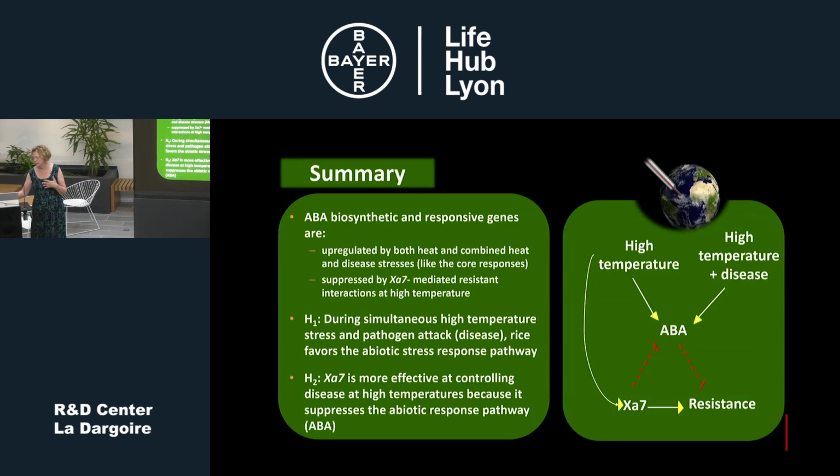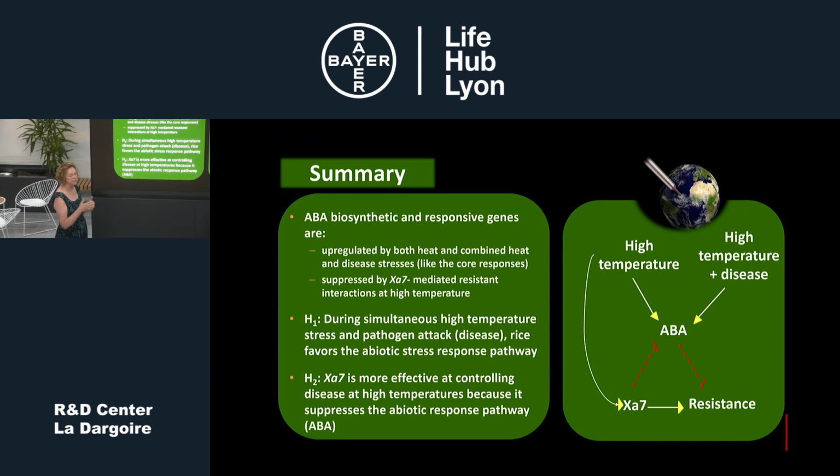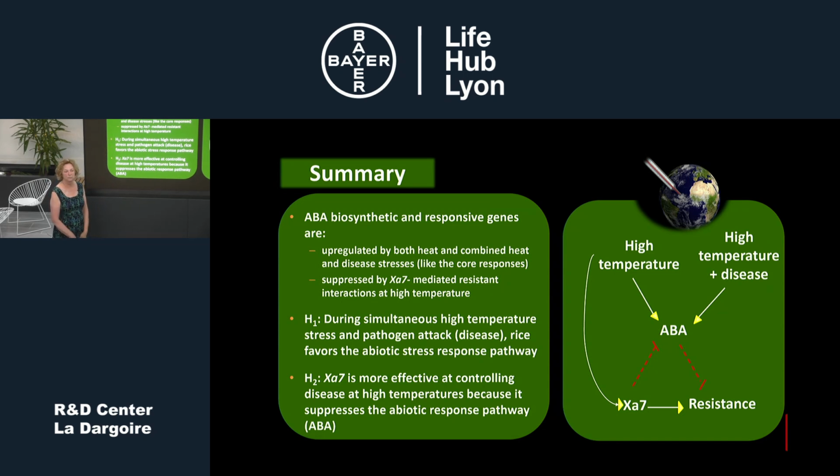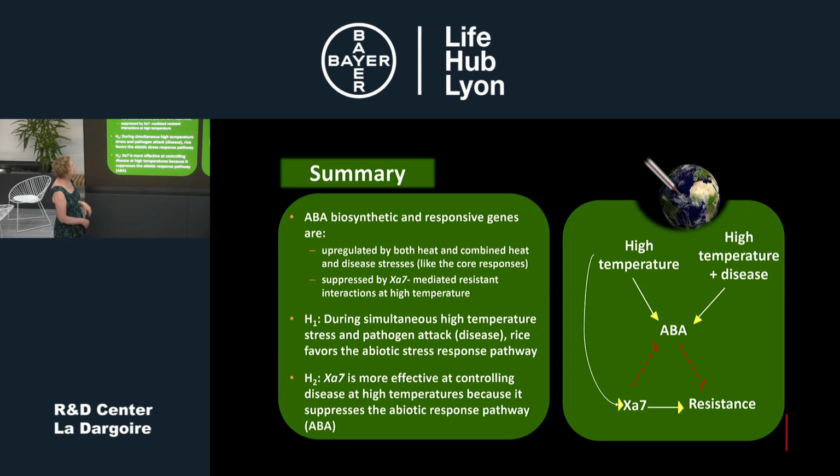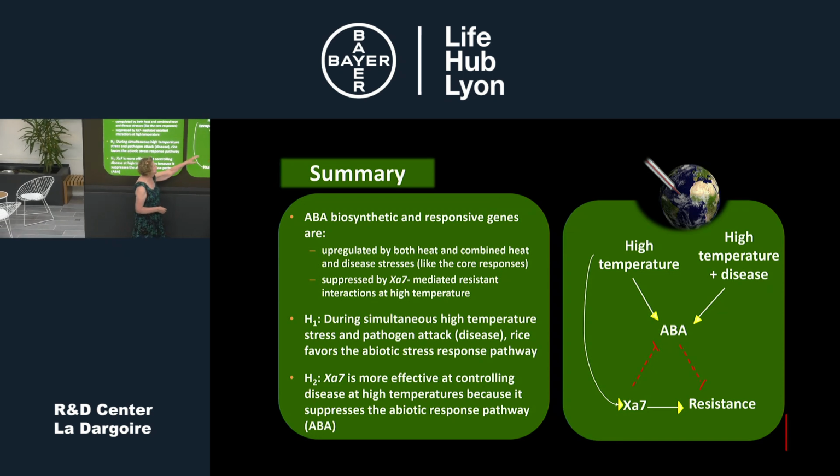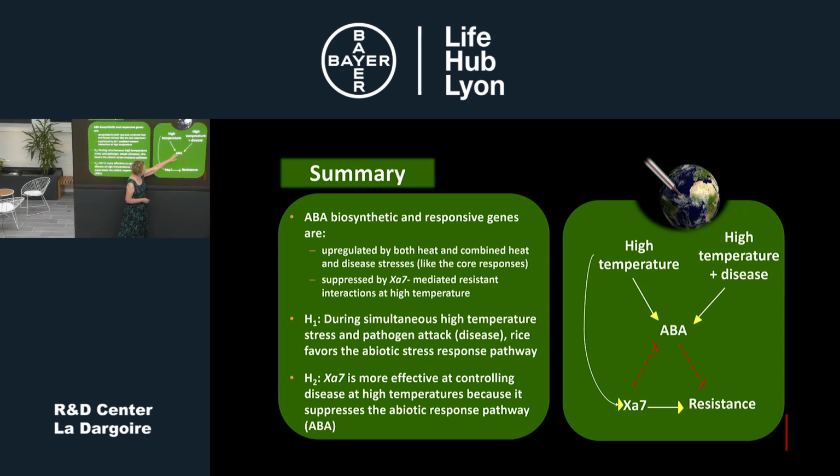So why are we interested in this? Just to summarize, we know that the ABA biosynthetic and responsive genes are upregulated by both heat and combined heat and disease stresses, just like Stephen measured in the core responses. But they're suppressed by XA7-mediated resistance when we have high temperatures. So our hypothesis moving forward is that during simultaneous high temperature stress and pathogen attack, rice favors the abiotic stress pathway. So if we have both high temperature and disease, we're going to favor this ABA pathway. But if you introduce XA7, XA7 is more effective because it suppresses the abiotic stress response pathway.